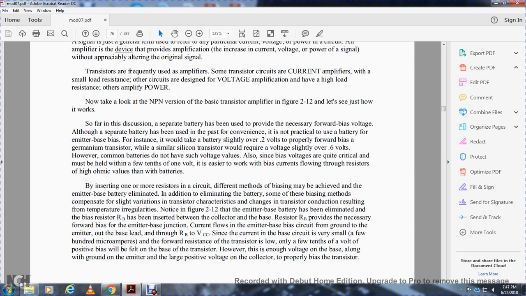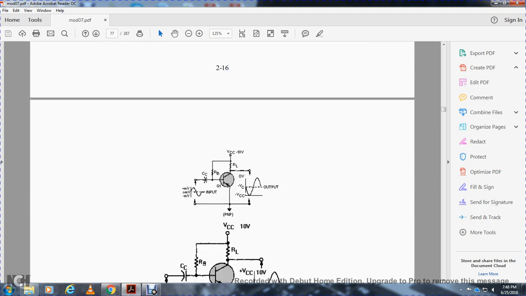A resistor has been inserted between the collector and the base, which provides the necessary forward bias for the emitter-base junction. Current flows in the emitter-base circuit from the ground to the emitter, to the base lead, through the base voltage and the base current. Since the current in the base circuit is very small, a bit over 100 microamps, the forward resistance of the transistor is low with only a few tenths of a volt. The positive base bias will be felt on the base of the transistor, and with enough voltage on the base along with the grounded emitter and the large positive voltage on the collector, the transistor is properly biased.